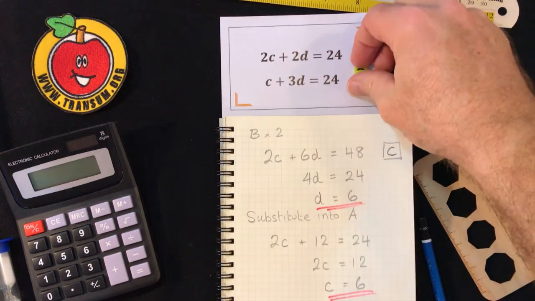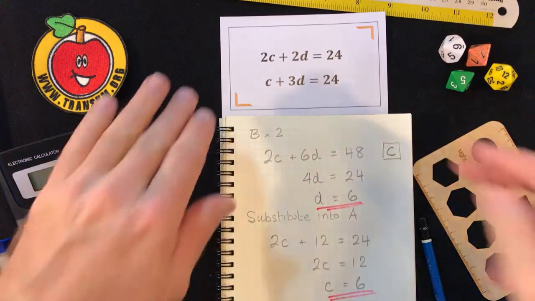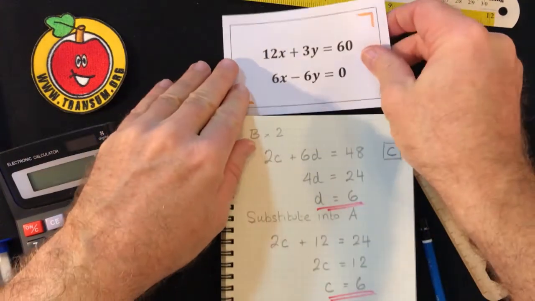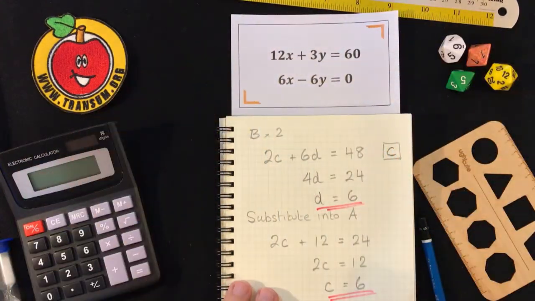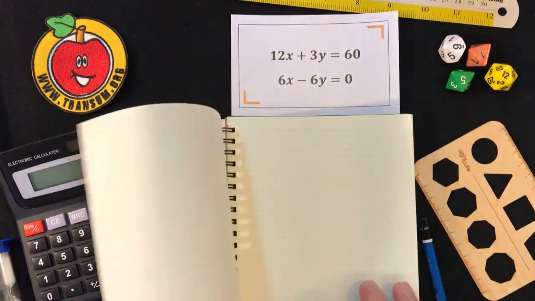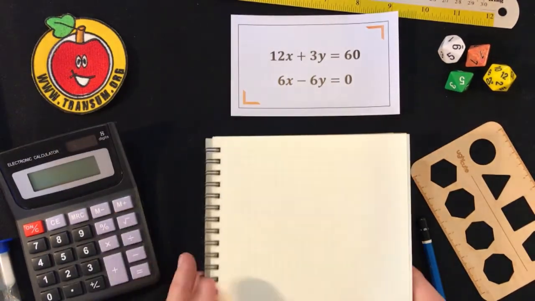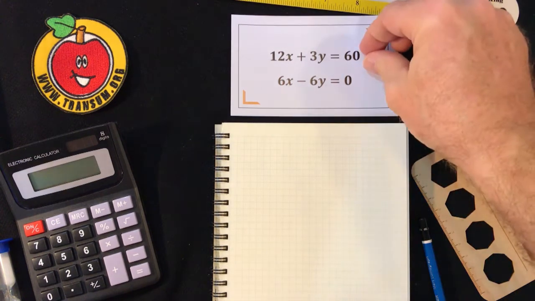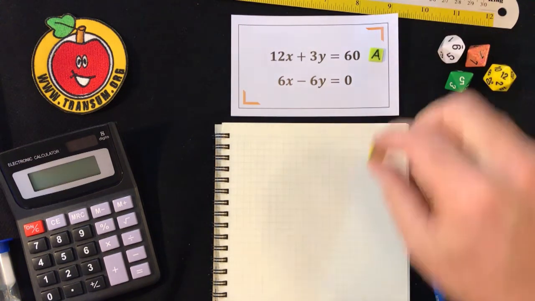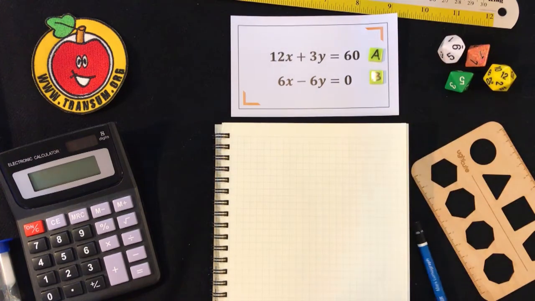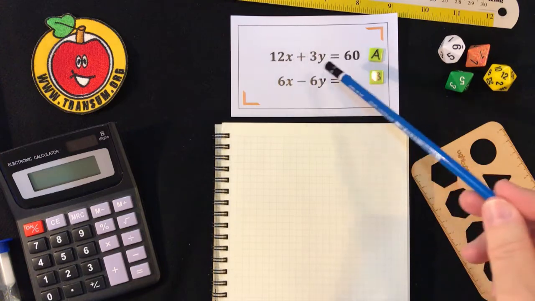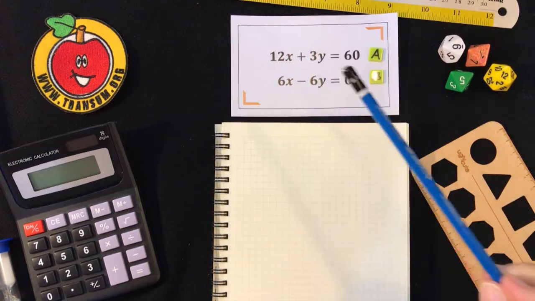Okay, well, second example for level 2 looks a bit like this. 12x plus 3y equals 60, and 6x subtract 6y is 0. So you're getting the routine now. We're going to label them A and B so that we can talk about them. And I can see that we don't have the same number of either of the variables.